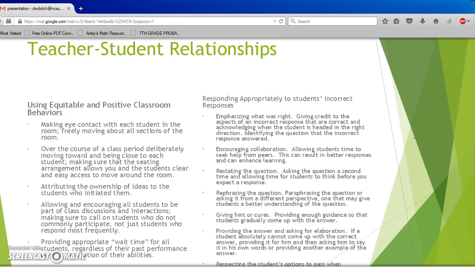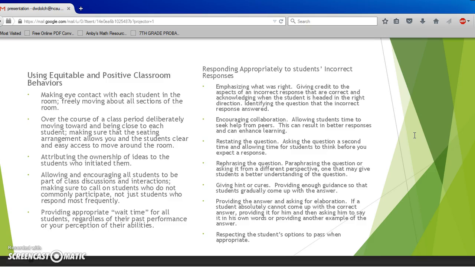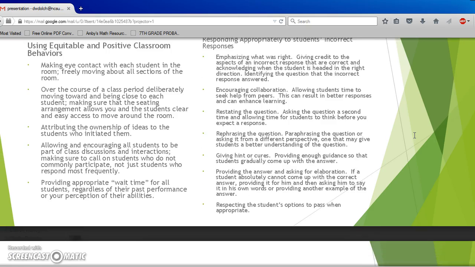Another aspect of teacher-student relationships is responding appropriately to students' incorrect responses. So emphasize what was right, encourage collaboration, restate the question, rephrase your questions, give hint cues, and provide the answer and ask for elaboration. If a student absolutely cannot come up with a correct answer, provide it for him and then ask him to say it in his own words or provide another example of the answer. And also respect the student's option to pass when appropriate.